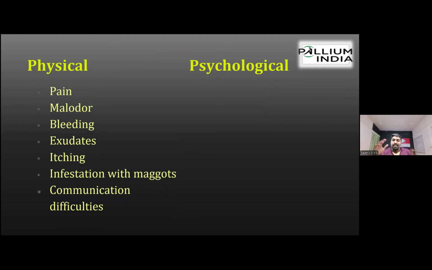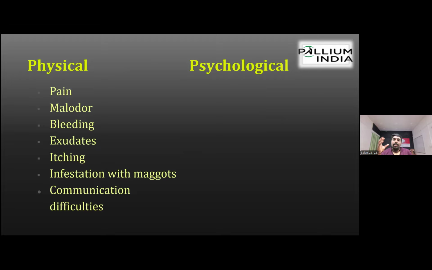Frequency of dressing and pad changes we need to increase. It's natural. Then itching on the wound and in the nearby skin area around the wound, the chance of itching is very high. Then if the wound is not handled in a hygienic manner, the chance of maggot infestation is very high.